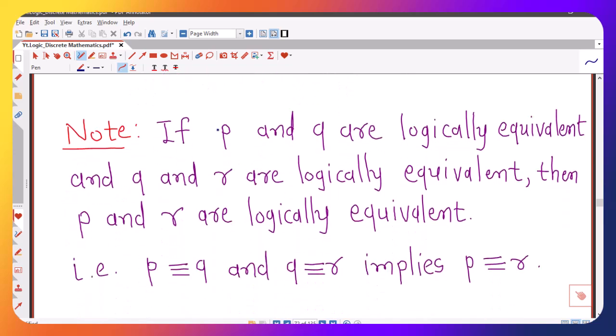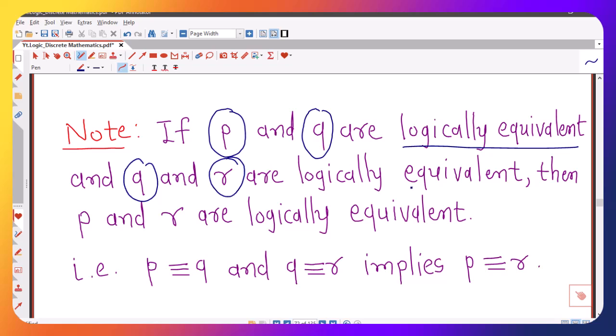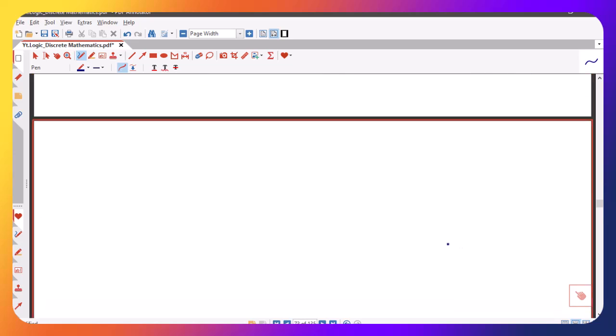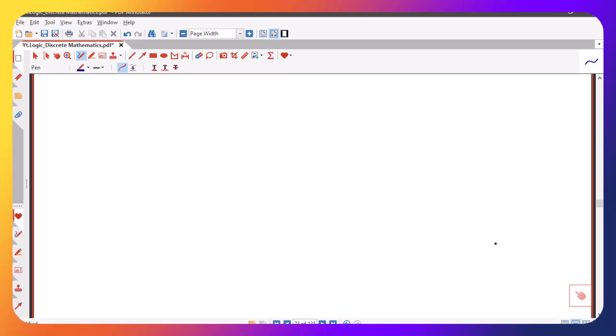We will end this lecture with this note: if P and Q are logically equivalent and Q and R are logically equivalent, then P and R are also logically equivalent. In symbols we can write it this way: P is equivalent to Q and Q is equivalent to R implies P is equivalent to R. In this way we can prove all these laws of logical equivalences using a truth table, and we will remember these standard laws and use them in upcoming lectures.